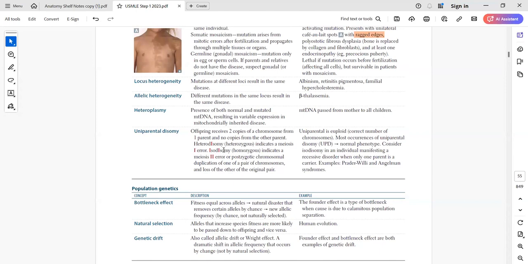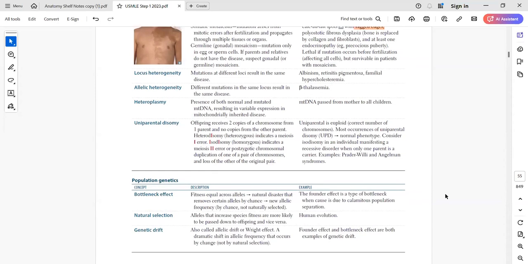It's either heterodisomy or isodisomy. In heterodisomy, there is a meiosis one error. They usually don't ask this, but just for the safe side, isodisomy indicates a meiosis type 2 error. Okay, so just remember the number of I's. In heterodisomy, there's one I, so meiosis 1. In isodisomy, there's two I's, so meiosis type 2 error.